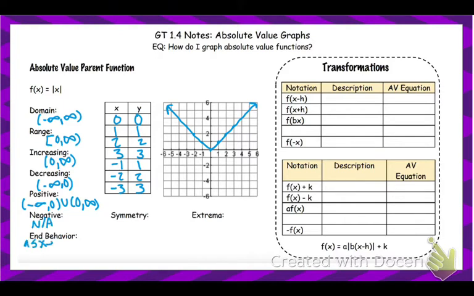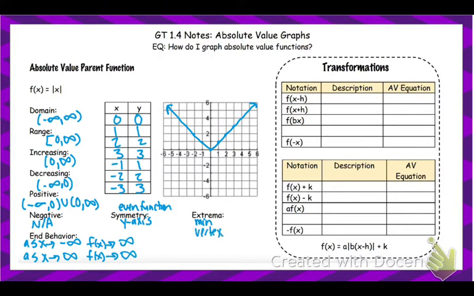For end behavior, we write two statements. As x approaches negative infinity and as x approaches positive infinity, f of x in both cases is approaching positive infinity. Symmetry is on the y-axis, so this is an even function. And then extrema, remember those are mins and maxes. This graph has both a relative and absolute minimum at the vertex, and in the parent function at (0, 0).